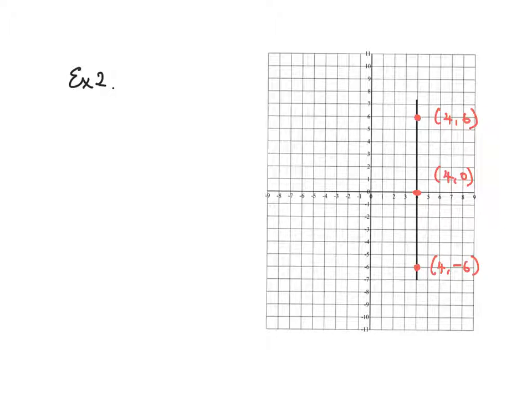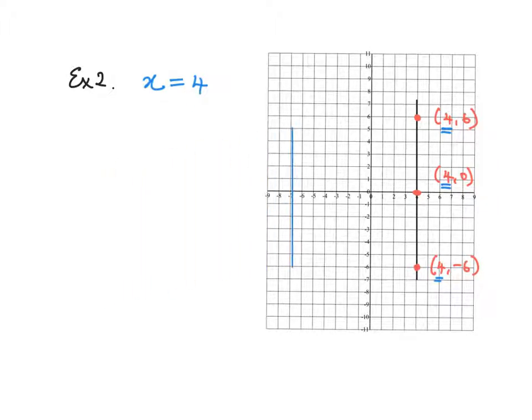Now what do you notice? All 3 points have the same x coordinate, and that x coordinate is 4. X equals 4 is the equation of this vertical line. All points on the line have x coordinate 4.